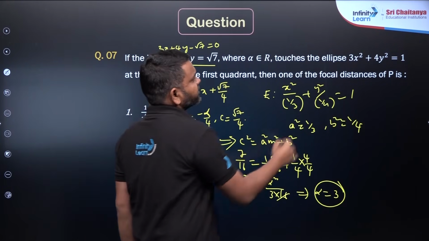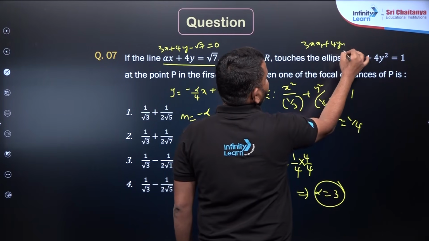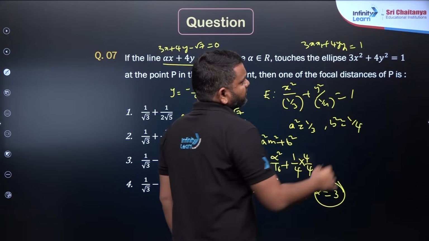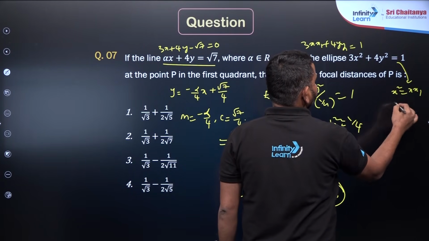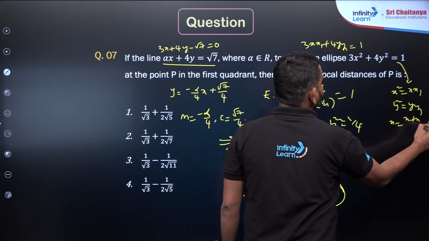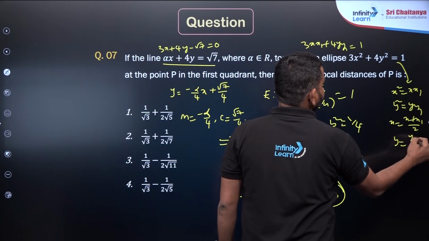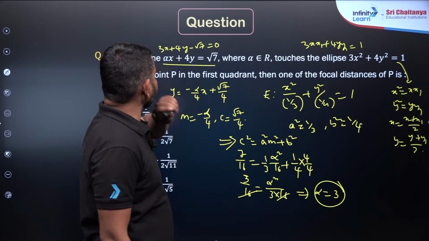Now the equation of the tangent to that one is going to be 3 into xx1 plus 4 into yy1 equals 1, or minus 1 equals 0. You know how to write the tangent, right? x square becomes x into x1, y square becomes y into y1. If x is there, it becomes (x plus x1) by 2. If y is there, it becomes (y plus y1) by 2. So using that, I am getting this equation.